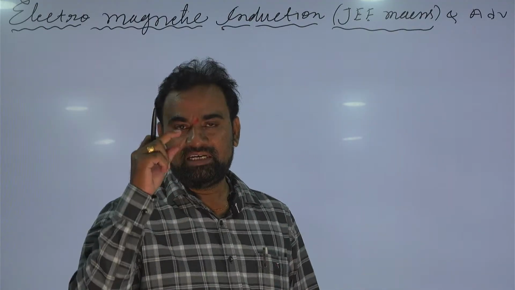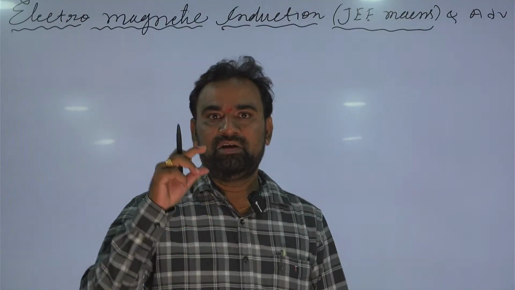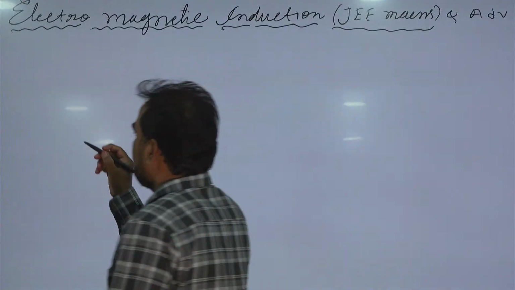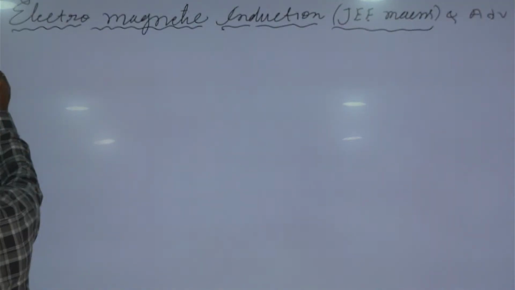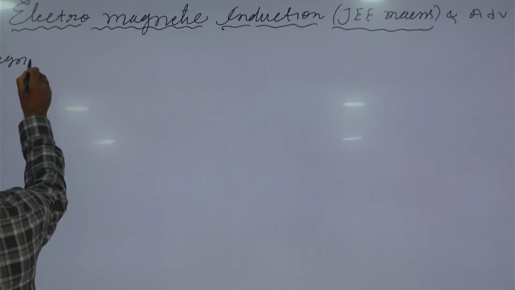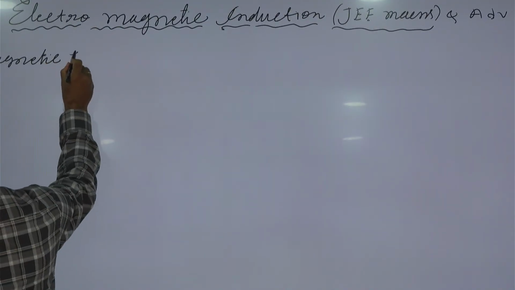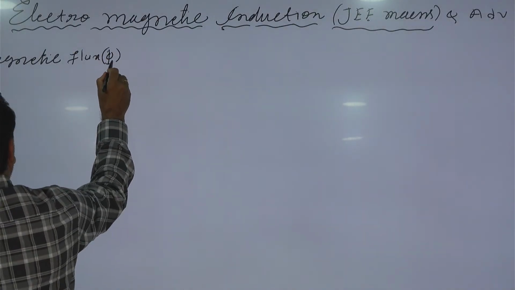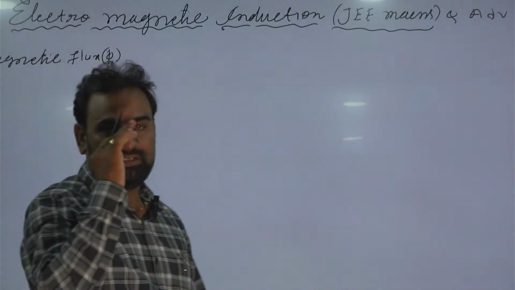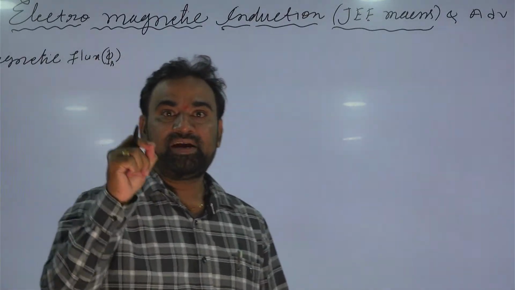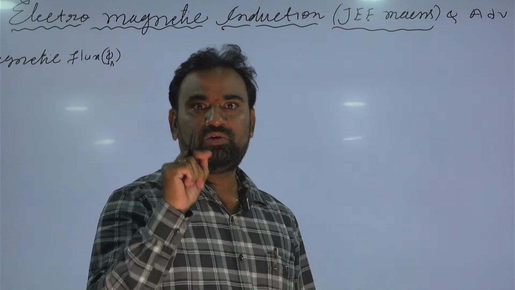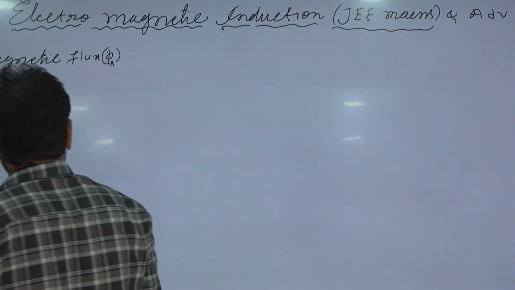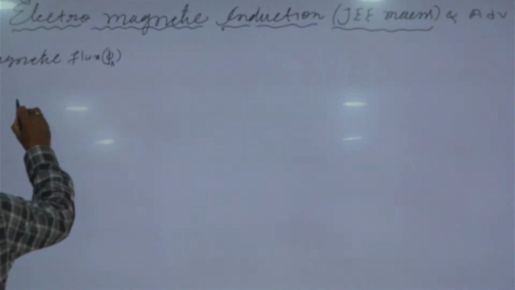Before going on to discuss electromagnetic induction, we first have to discuss magnetic flux. So what is magnetic flux? Magnetic flux means the number of magnetic lines of force passing through a unit area. Suppose we consider a surface area.